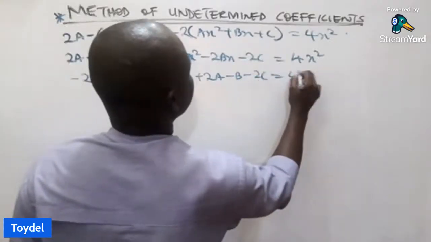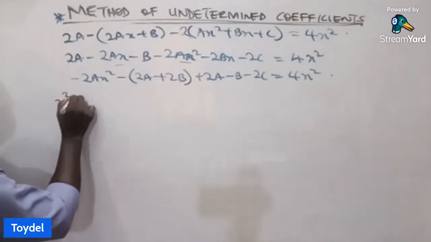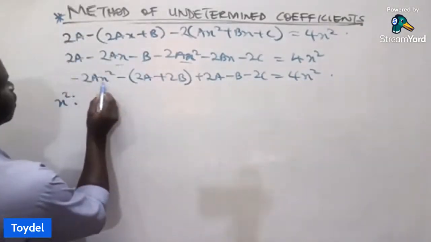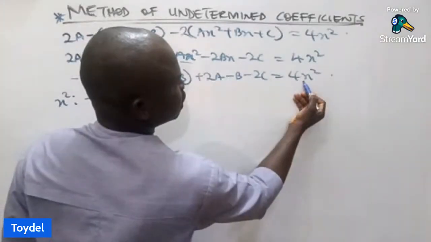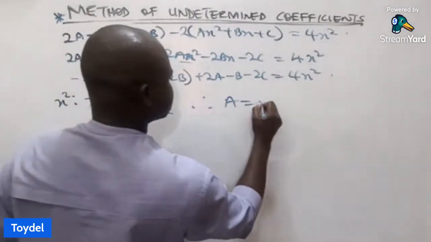So how do I solve this? In order to solve this, I will consider the coefficients. When I have s squared, I want to compare the coefficients now. What is the coefficient of s squared here? It is minus 2a. At the right hand side, what's the coefficient of s squared? That is 4. I will divide both sides by minus 2. Therefore, a is equal to minus 2.